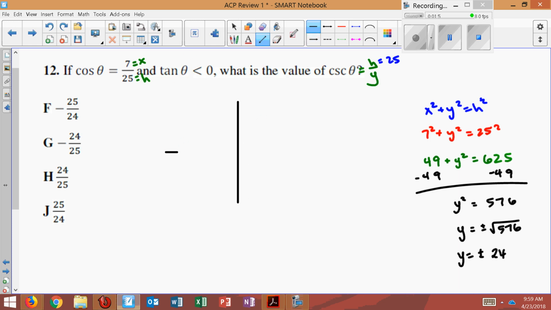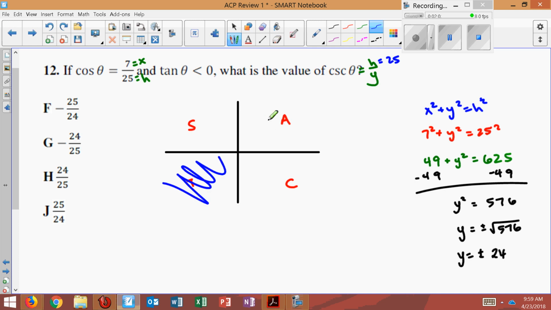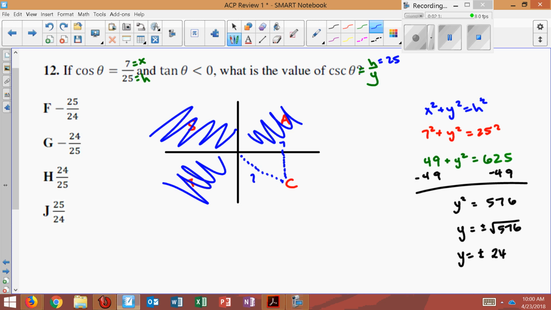This is saying that tangent is less than 0. And according to our little saying, All Students Take Calculus, we know that tangent is positive in the third quadrant and also in the first quadrant. So it's got to be in one of these two. This cosine is positive, which means the x is positive 7. So we're 7 units this way, which means this is also impossible. So our value must be somewhere out in here. If that's 7, this would be a 25. And so now we know this is 24 this way.